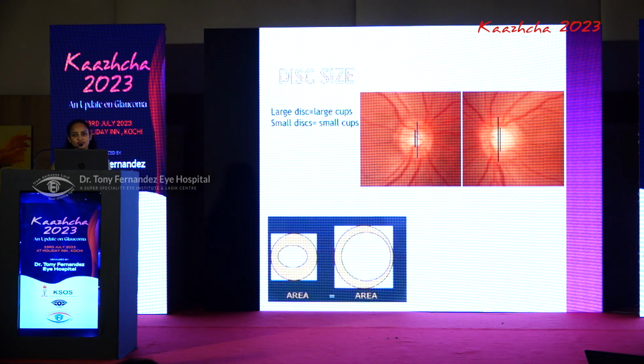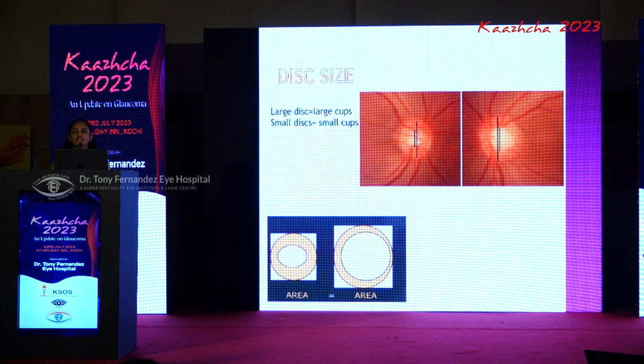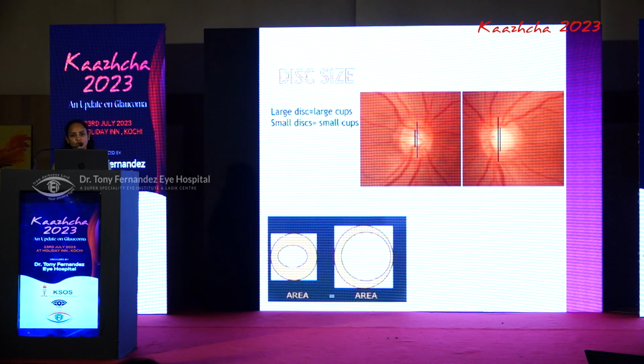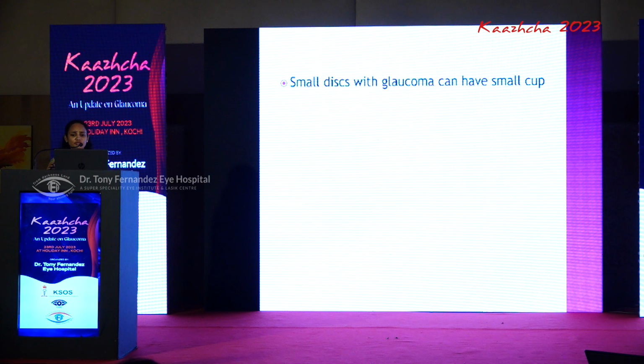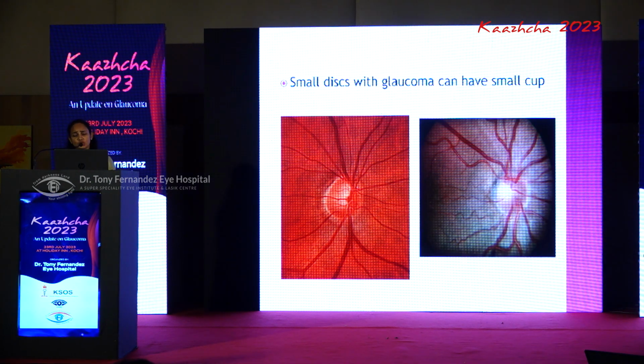So what is the significance of the optic disc size? Large discs tend to have larger cups, and small discs tend to have smaller cups. So a large disc having a cup disc ratio of 0.6 or about 0.7 or even 0.8 may be normal, whereas small discs with glaucoma can have small cups. For example, see this disc. It's a small disc, cup disc ratio is only 0.5, but see there is a superior thinning. This another disc, CDR is only 0.2 or 0.3, but you can see a wedge RNFL defect over here.